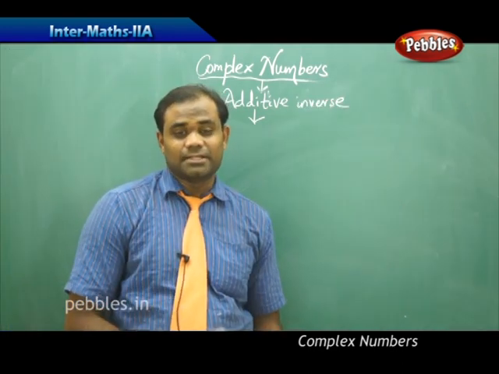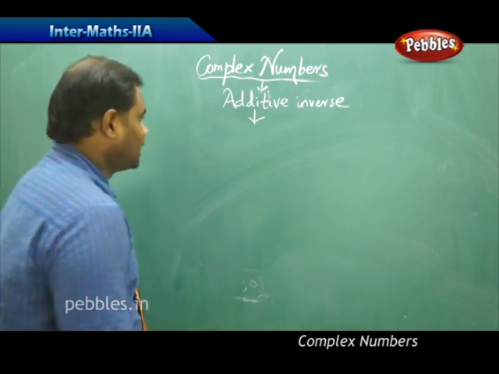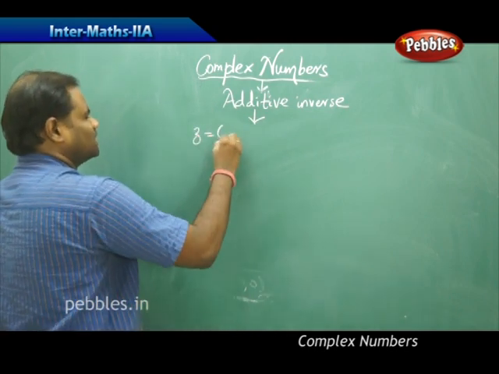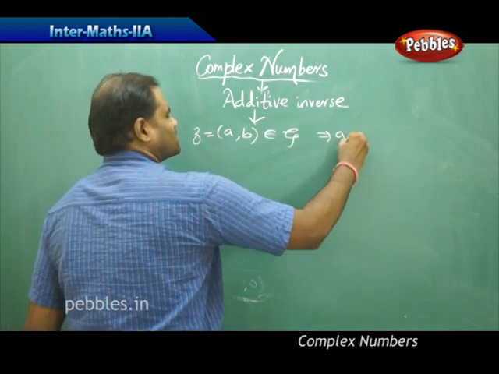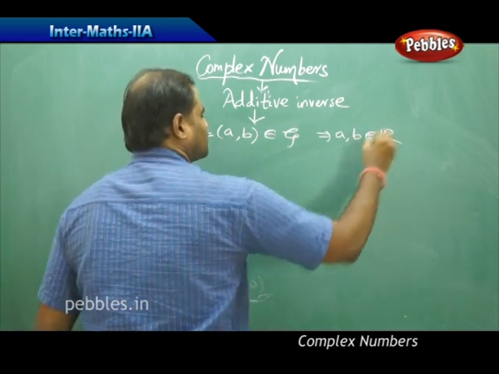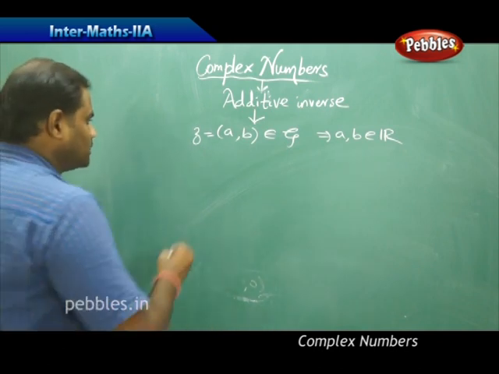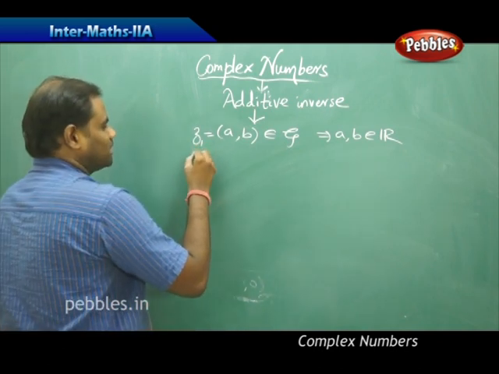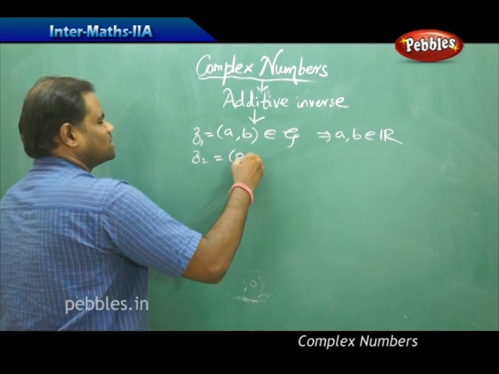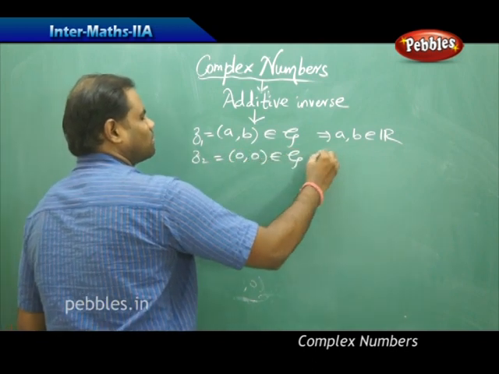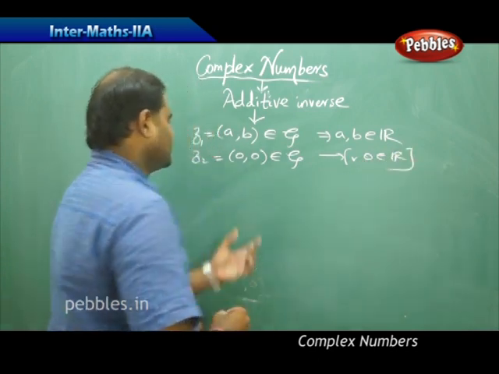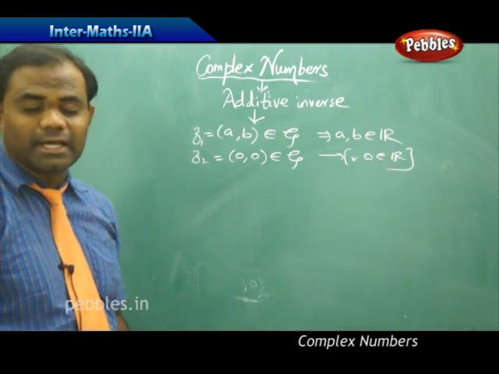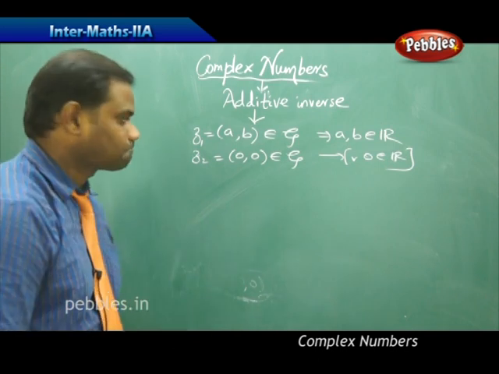Now let's see the additive inverse. Say, for example, I take a complex number z1 equal to (a, b) belonging to C, that implies a, b belong to R. Then I know that the complex number z2, which is (0, 0), also belongs to the complex numbers, since 0 belongs to R. And this is called the additive identity, as we discussed in the previous session.